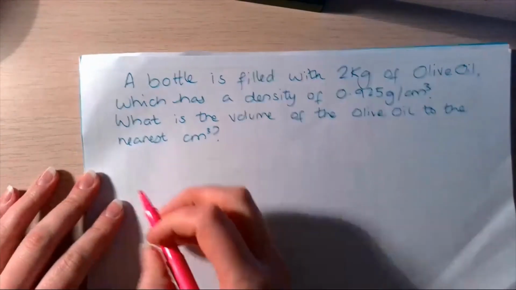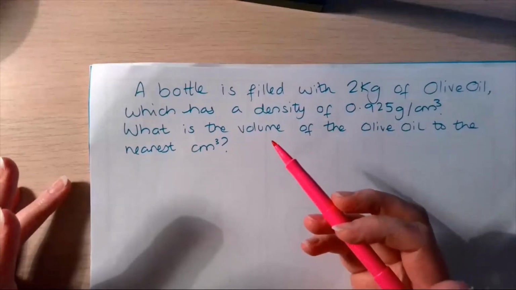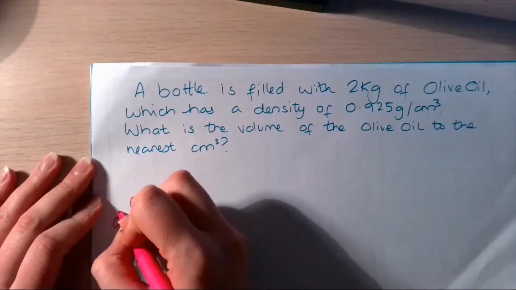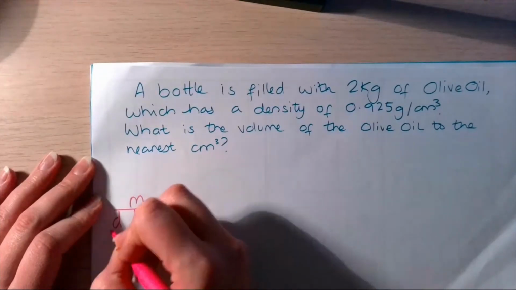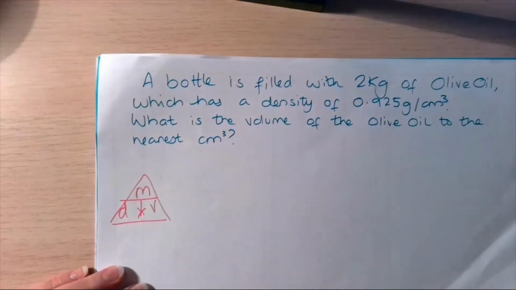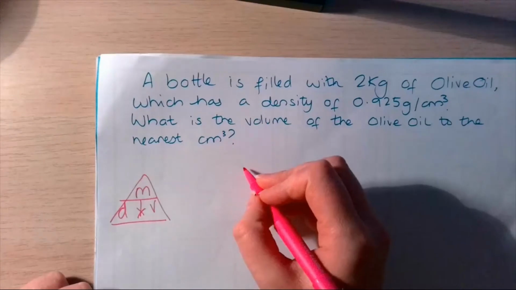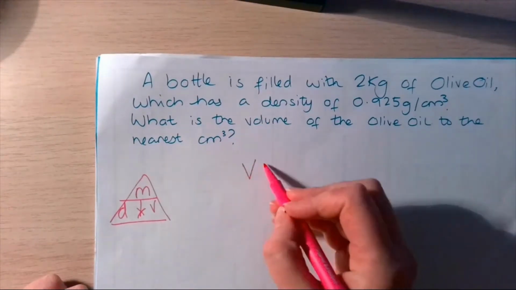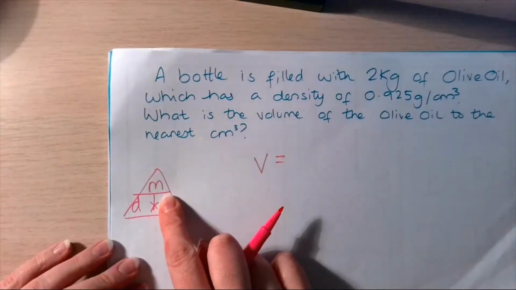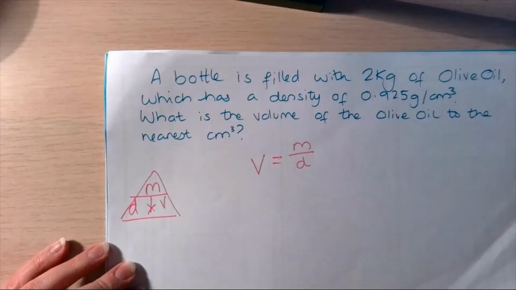Right then, as soon as we see the words density and volume, we know we're pretty much guaranteed to need to use this DMV triangle. So we are calculating the volume this time. I'm going to cover up volume. I need to do mass divided by density. Mass over density.